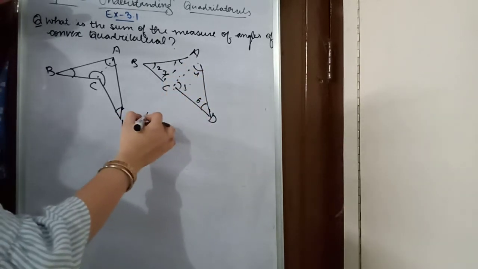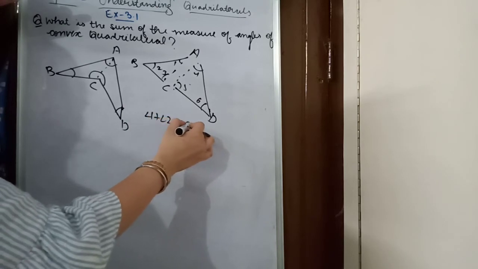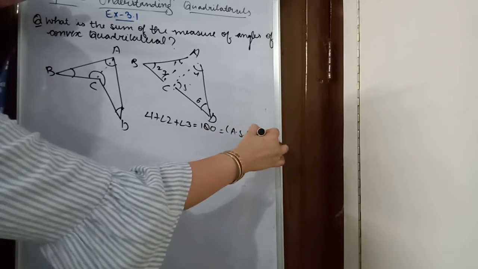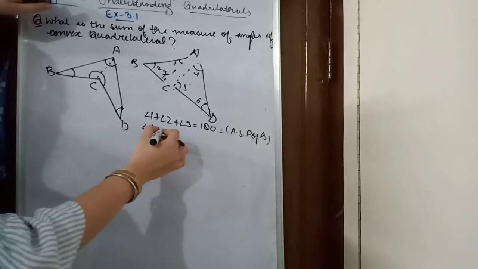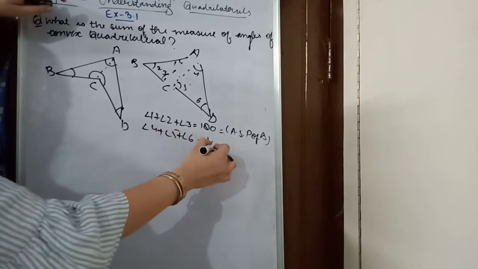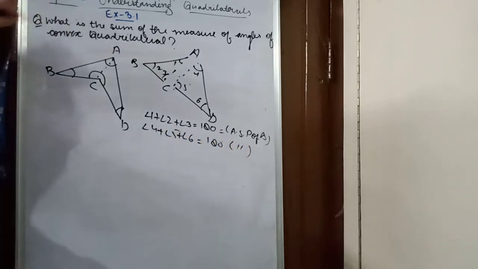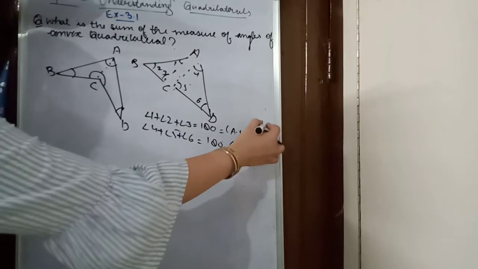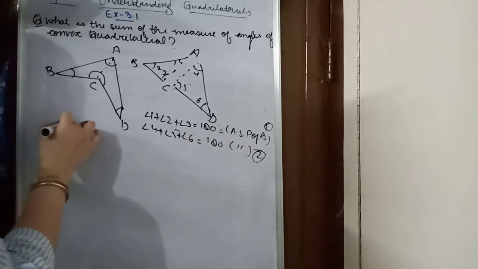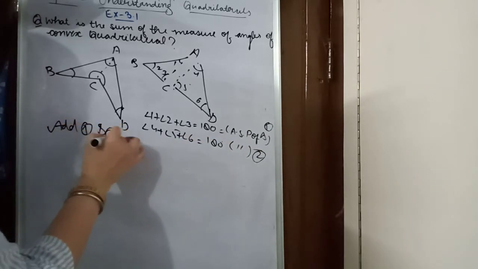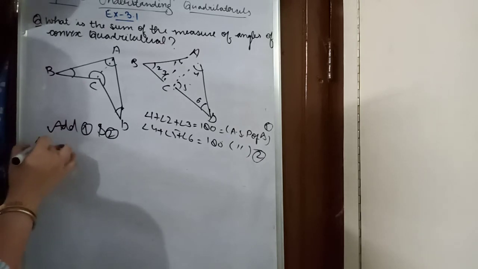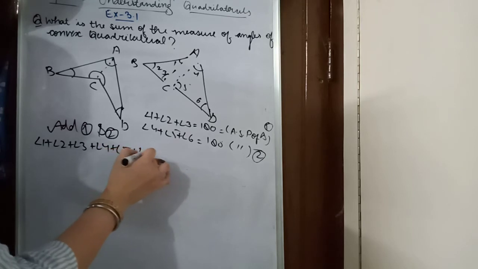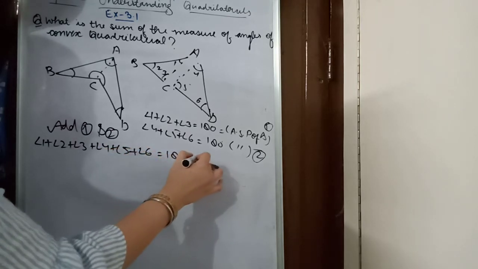Now if we write, angle 1 plus angle 2 plus angle 3 is equal to 180 because of the angle sum property of a triangle. Again here, angle 4 plus angle 5 plus angle 6 is equal to 180 degrees because of the angle sum property of a triangle. Now again we will do it like we have done in the previous question. This is the first equation, this is the second equation. Add the first and second equation. What will you get? Angle 1 plus angle 2 plus angle 3 plus angle 4 plus angle 5 plus angle 6 is equal to 180 plus 180.